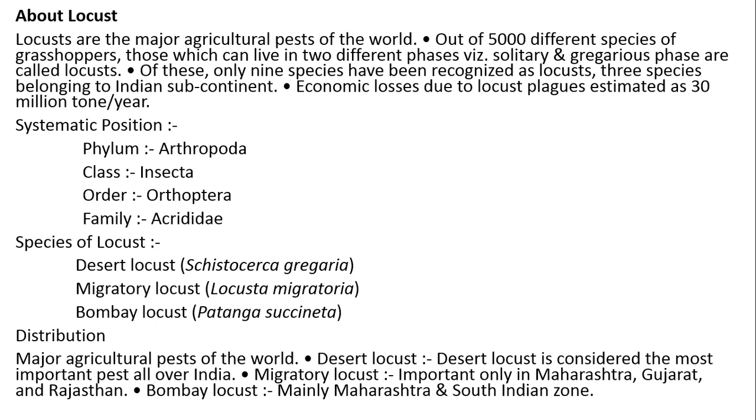The distribution. Major agricultural pest of the world. Desert locust is considered the most important pest all over India. Migratory locust important only in Maharashtra, Gujarat and Rajasthan. Bombay locust mainly Maharashtra and South Indian zones.